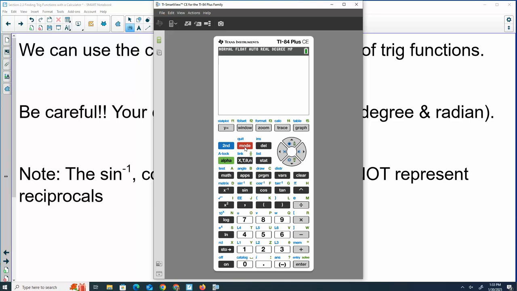Second thing, we have sine, cosine, and tangent buttons. This sine -1, cosine -1, tangent -1, it's not what you think. It is not a reciprocal. Normally we see a -1 power and we're thinking reciprocals. That is actually the inverse notation. Remember in college algebra we did find inverses. That's what that represents. So if you want cosecant, you have to do that as 1 divided by the value of sine. You can't use that -1 button.